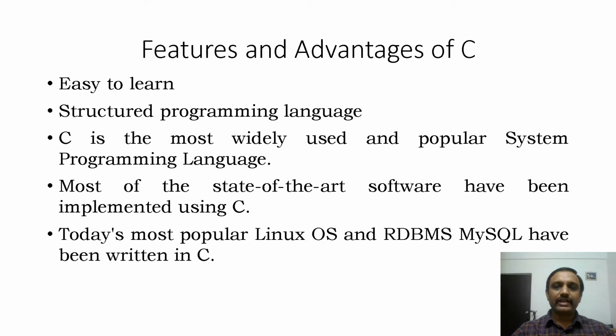What are the features and advantages of C language? It is easy to learn and it is a structured programming language, because to solve a large problem, C programming language divides the problem into smaller structural blocks, each of which handles a particular responsibility. C is the most widely used and popular system programming language. Most of the state-of-the-art software has been implemented using C.